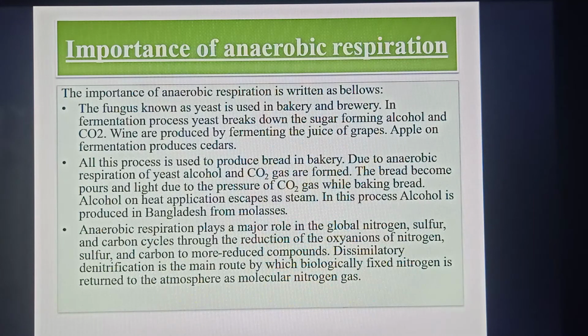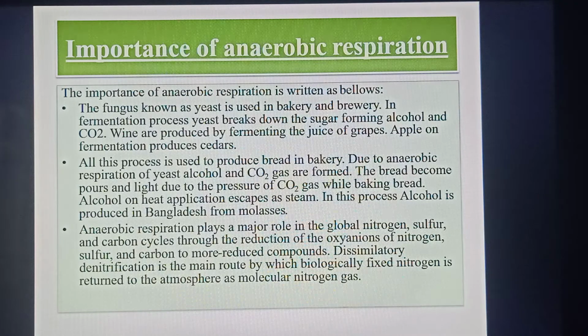Then what about the importance of anaerobic respiration? The fungi known as yeast is used in the bakery and brewery industry. In the fermentation process, yeast breaks down sugar, forming alcohol and carbon dioxide. Wine is produced by fermenting the juice of grapes. Apple on fermentation produces cider. All this process is used to produce bread in bakery.